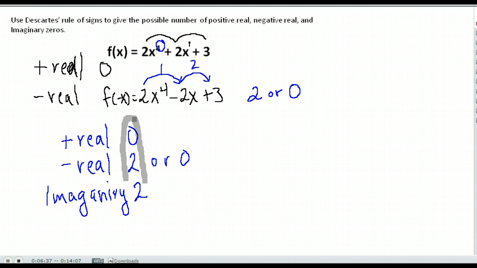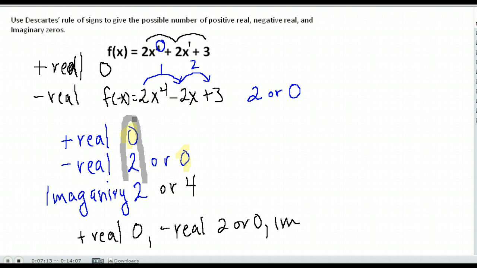Okay. Then let's look at this case. The second case would be if we have 0 positive reals, because it says we don't have any, and 0 negative reals. Okay, so if we have 0 and 0, if that were the case, how many imaginaries would we need to make a total of our degree, which was 4, and we would need 4. Okay, so our final result is that for positive reals, we have 0. For negative reals, we have 2 or 0. And for imaginary, we have 2 or 4.